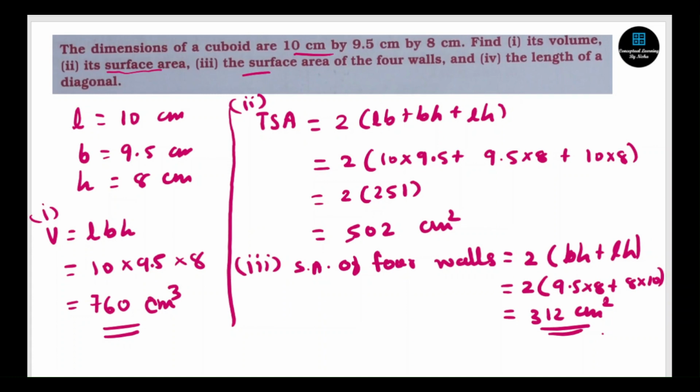Now we have to find the length of the diagonal. So length of the diagonal D is given as square root of L square plus B square plus H square. Write all the correct formula first, okay, before you write your answer. So what do we get? 10 square plus 9.5 square.